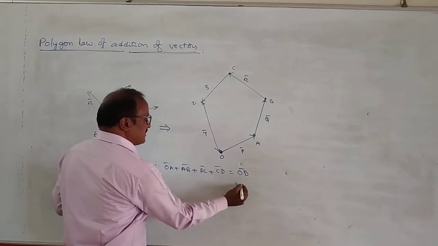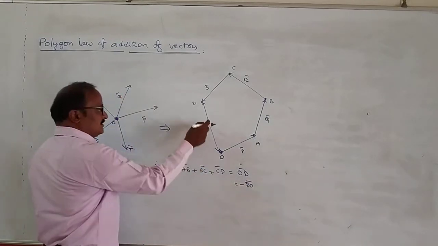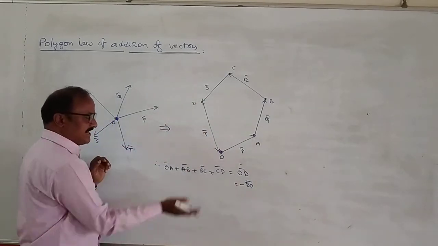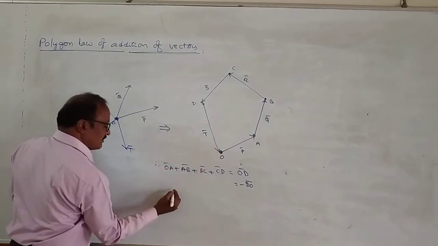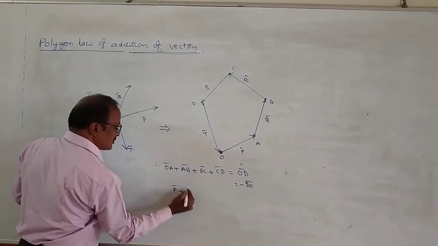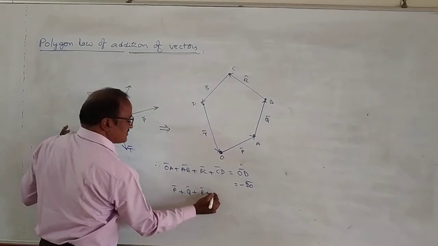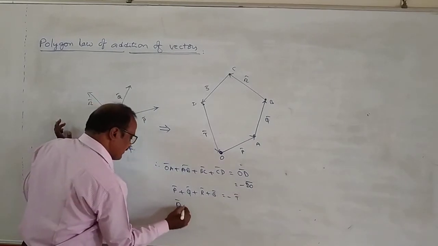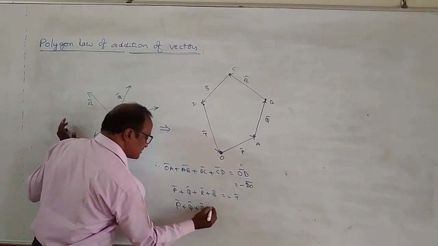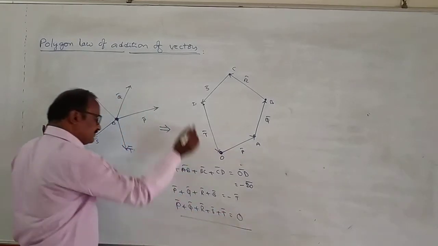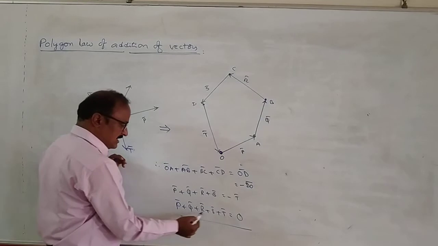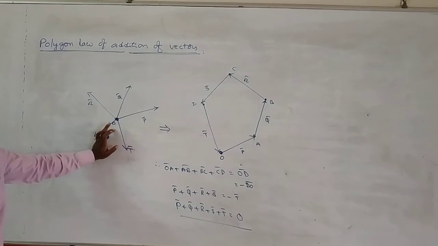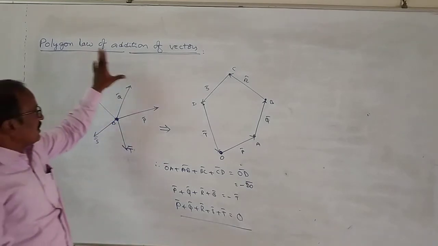This can be written as OD bar is equal to minus DO bar. DO bar means a negative sign. This is the negative term of OD bar. But what is the OA bar? P bar plus AB bar means Q bar, plus BC bar, R bar, plus CD bar, S bar is equal to minus T bar, or P bar plus Q bar plus R bar plus S bar plus T bar is equal to 0. That means the sum of all these forces should be equal to 0 when the point O is in equilibrium. So this is the statement and also the explanation about the polygon law of forces.